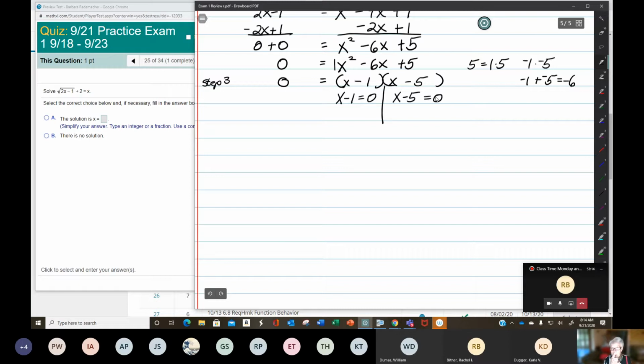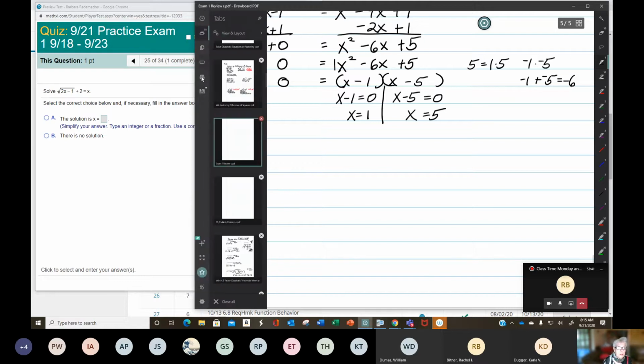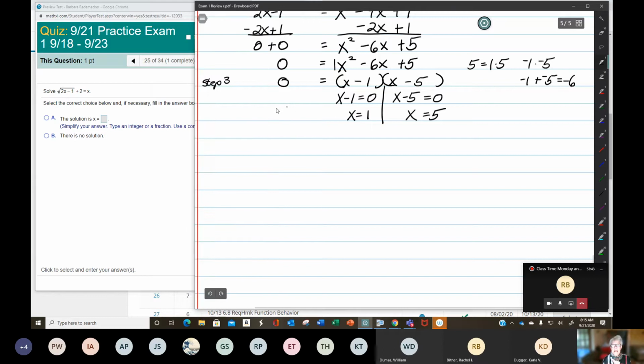This is called the zero principle or the zero factor principle. You'll find different names in different books, but it's the whole idea of zero principle. You're going to set them equal to 0. So I add 1 to both sides, I get x equals 1. I add 5 to both sides, I get x equals 5. Now, if this were a regular kind of problem, you would stop there and say, okay, my two answers are 1 and 5.